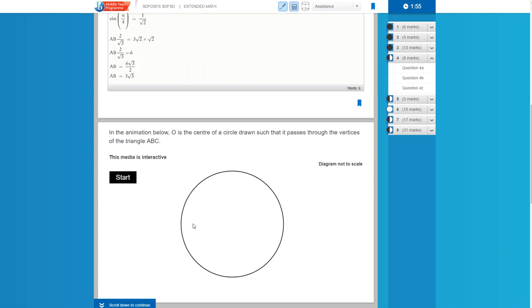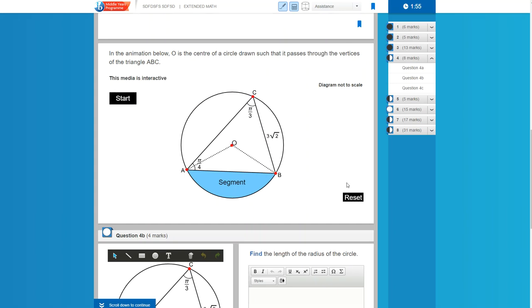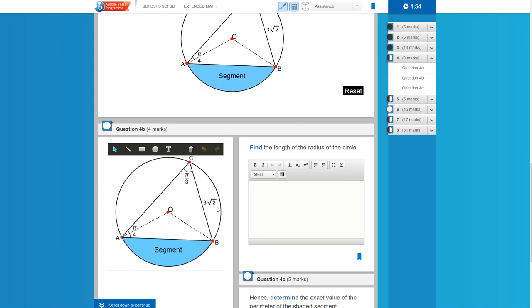So we're down here. We've got this animation. So we're all in the same question? All right, so we got this segment. This is the stuff that we did at the start of the year. We need to find the length of the radius of the circle, so this length, OB or OA. Okay, so, any thoughts?